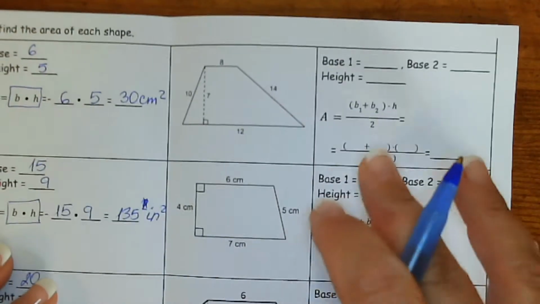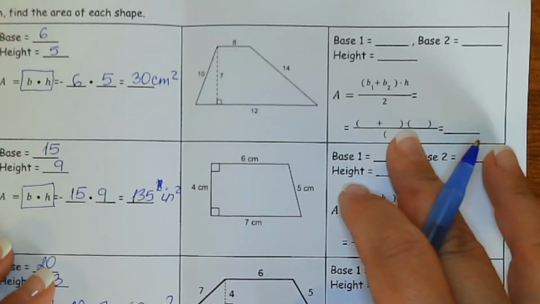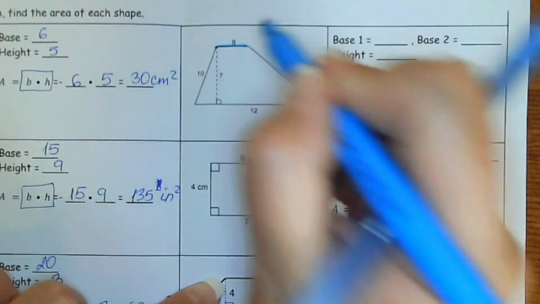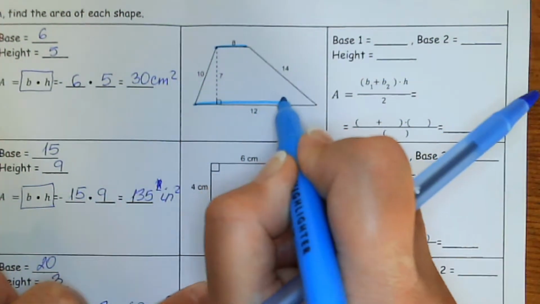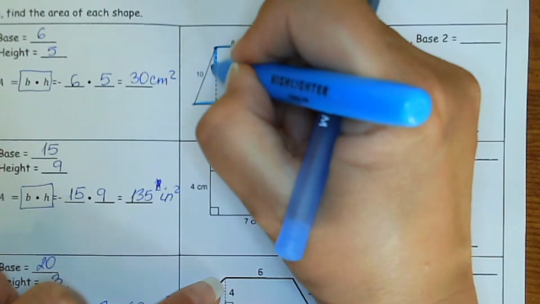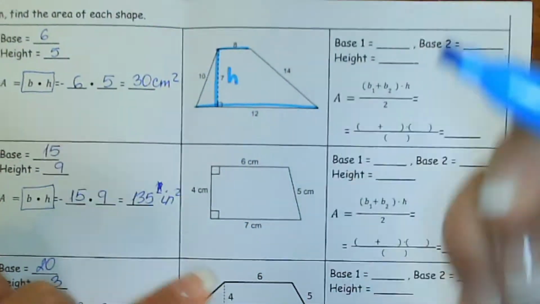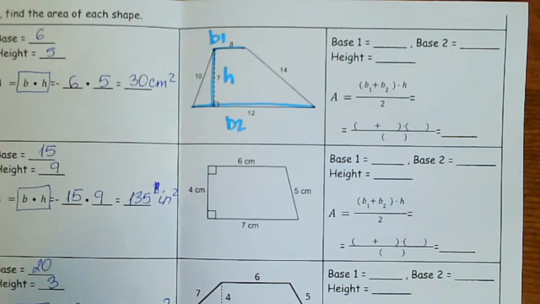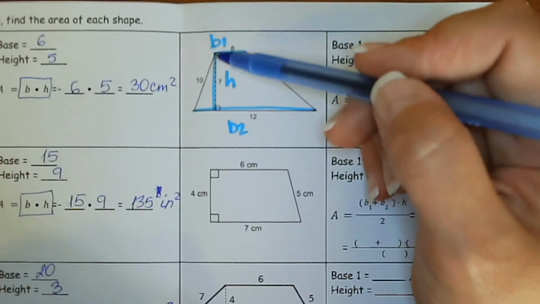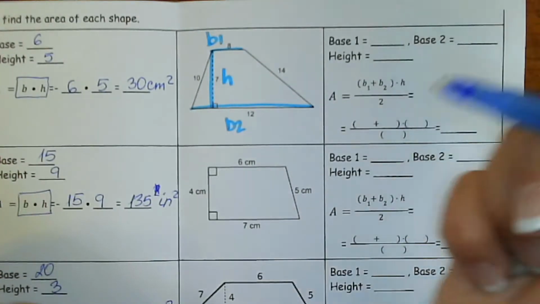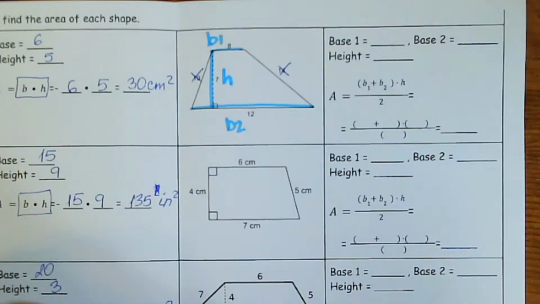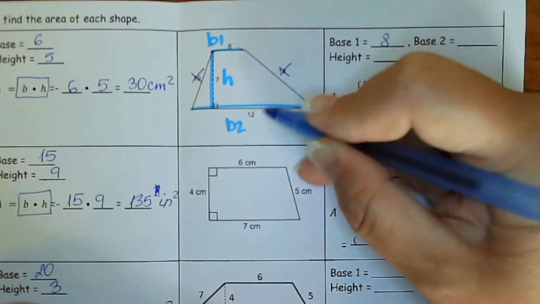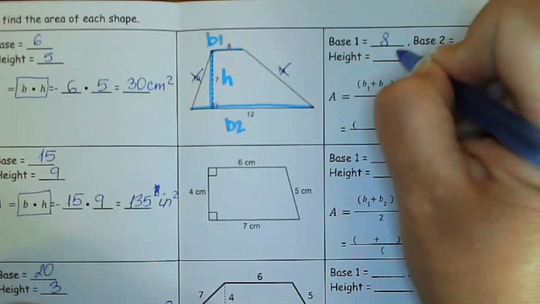For the trapezoid, we need to identify the two parallel sides. Those are called bases, which is 1, which is 2, doesn't matter. And then the height is the perpendicular between the two of them. So we can say this base 1, base 2 are the parallel sides, and the height is the perpendicular between the two of them, showing how tall it is. The 10 and 14 are not needed for this problem. So base 1, 8, base 2, 12, height 7.